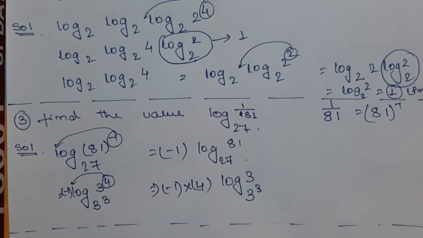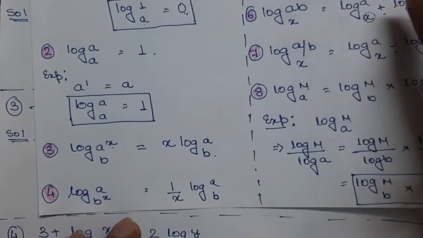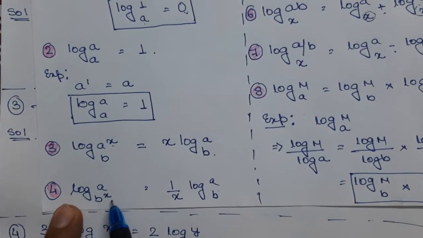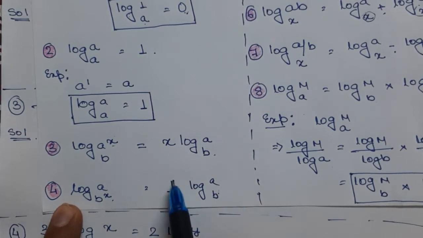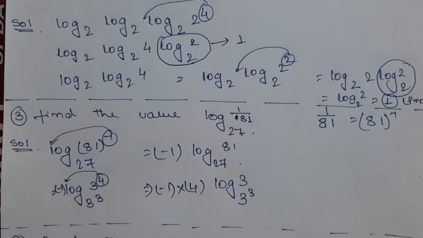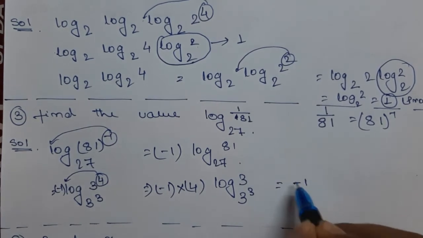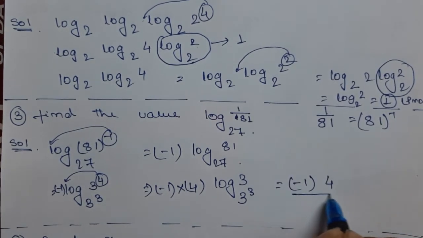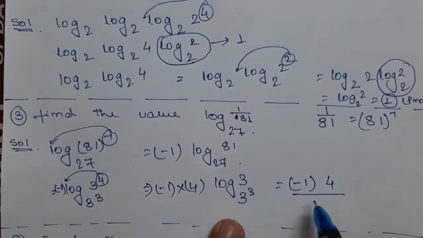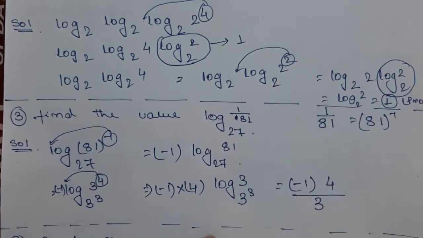Now here I will use another property. See, when there is a power with the base, we take it as 1 by x, right? We are converting the base to 1 by x. Similarly, we will do here. What will we do? Here it is 3 in the base, right? We will convert it.